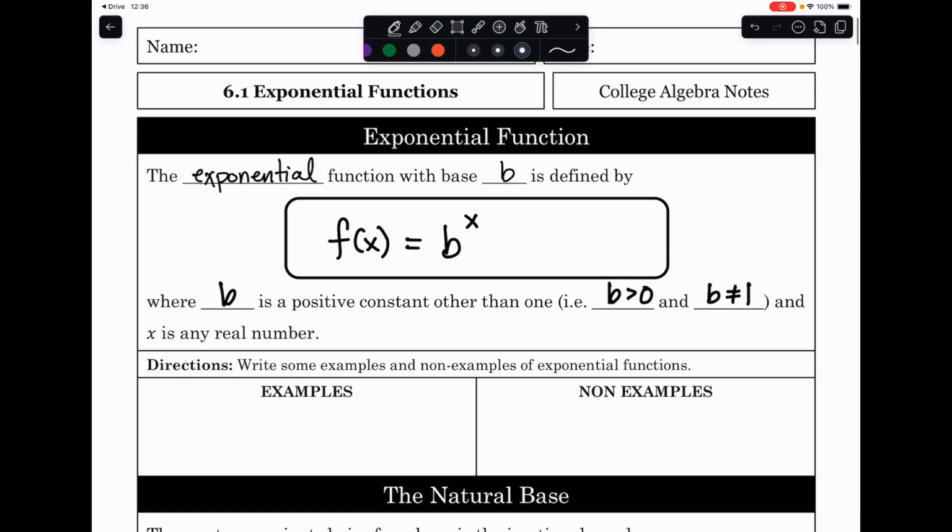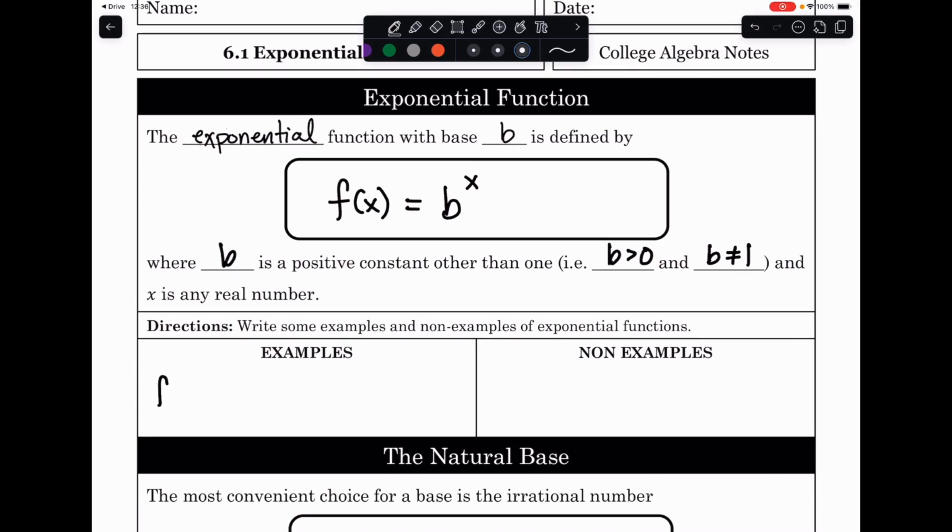So for example, let's say that f of x equals 5 to the power of x. That's an example of an exponential function. Compare it to this. If it's x to the fifth power, that is not an exponential function because the exponent is the 5, and over here, the exponent is the variable, your input value.